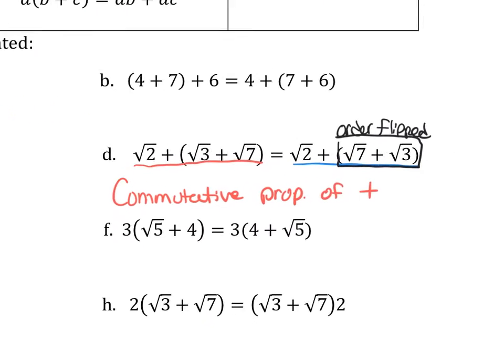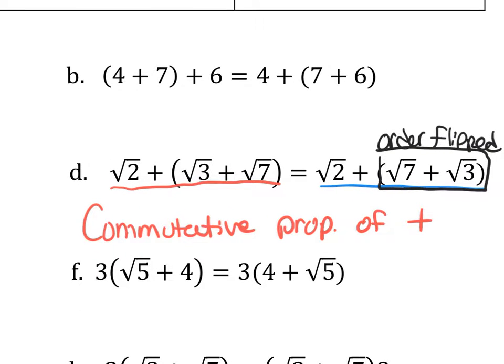Okay, so letter B. So going from the left side of the equation to the right side of the equation, what changed? What's different? Yeah, the parentheses, they moved. They were around the 4 plus 7, but then they moved to be around the 7 plus 6. The order of the numbers, 4, 7, 6, is still the same. It's still 4, 7, 6.